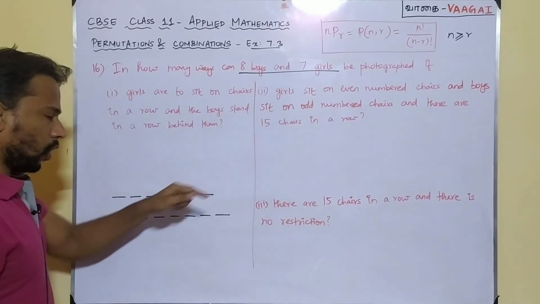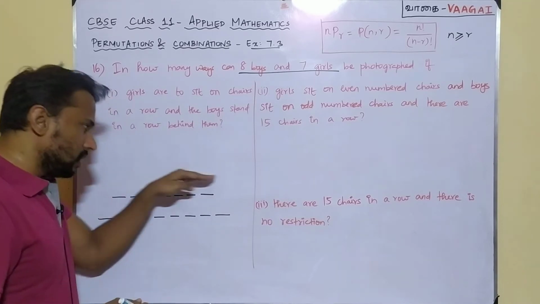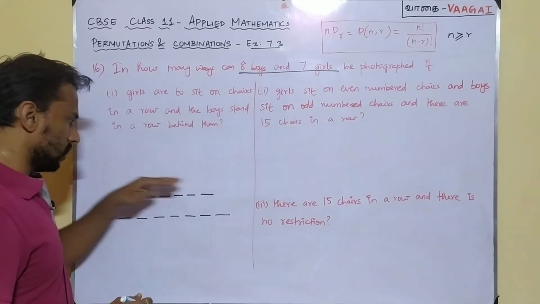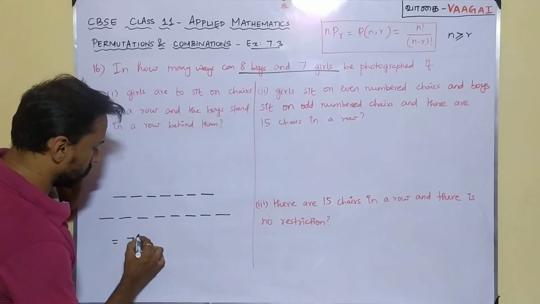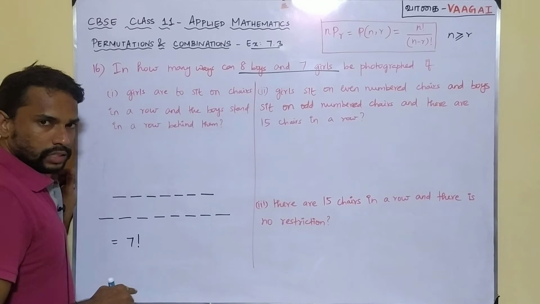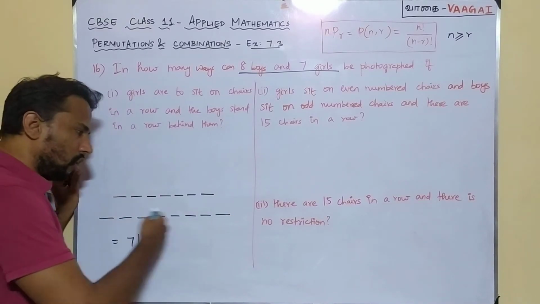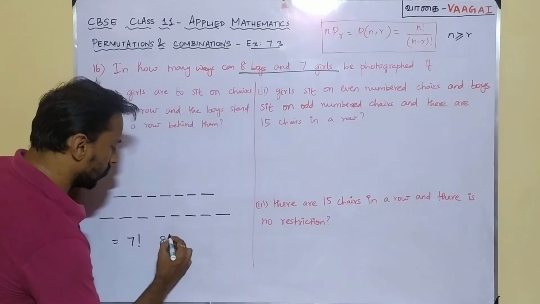Now for the girls, how many ways can we arrange the girls? Because these 7 seats are going to be occupied by the 7 girls only. So 7 girls, 7 seats. That means here it is going to be 7 factorial. And now when it comes to boys, these 8 slots are going to be filled by the 8 boys only, for which you will have another 8 factorial ways.